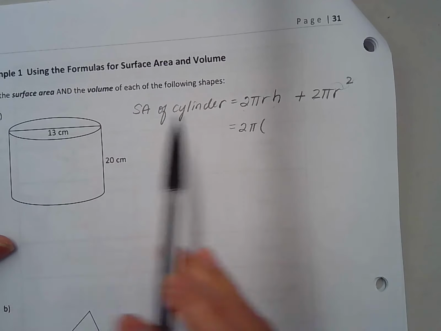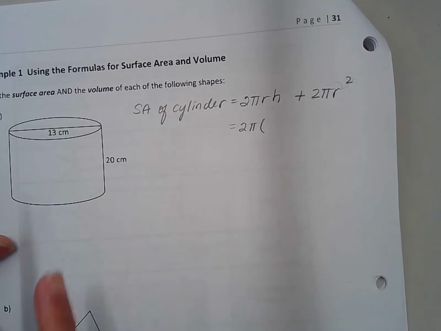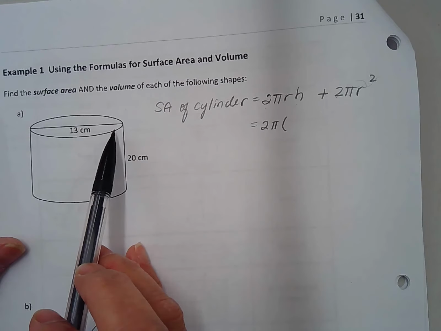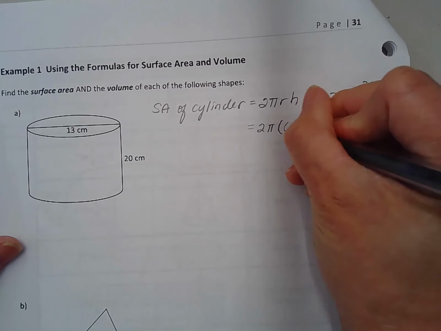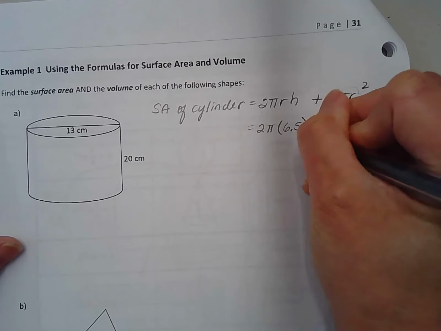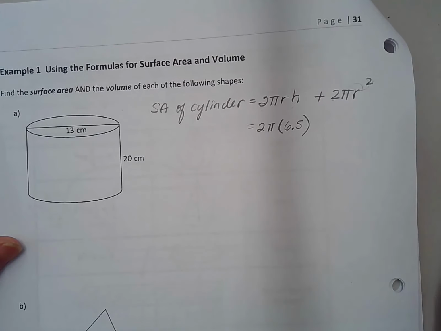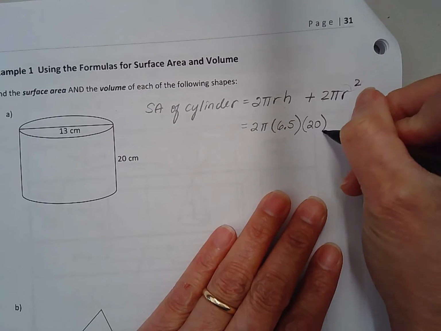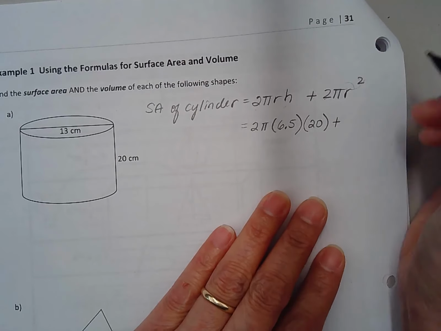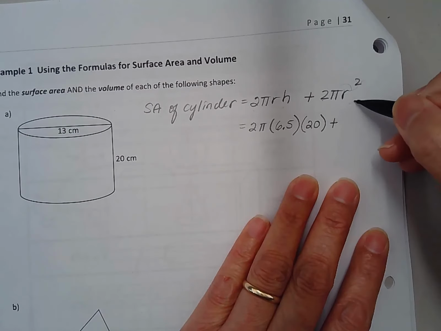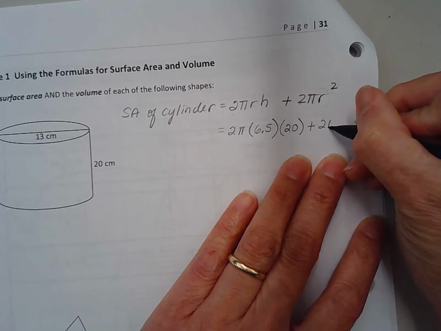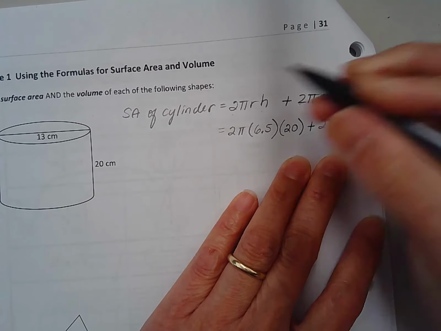Okay. R is the radius. This one here, they tell us this is 6.5. Yeah, because it's times the height. What's the height? 20. Okay, plus 2 times pi R squared. So 2 times pi times R squared.